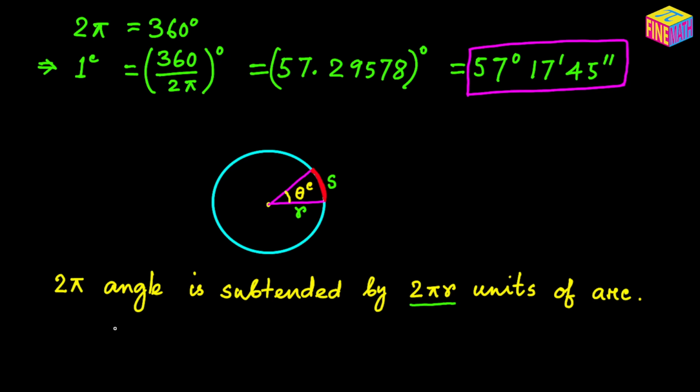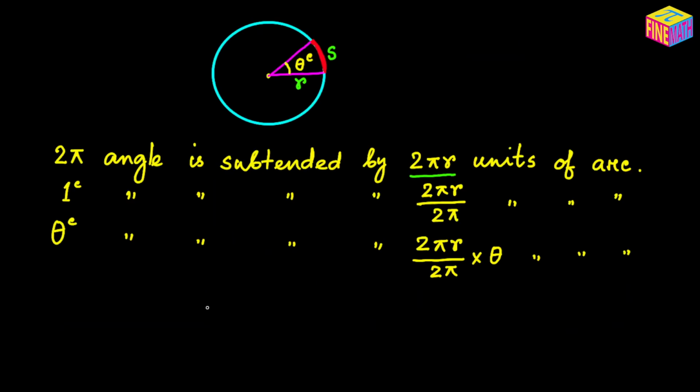And then using the unitary method, I hope that seems accurate. So now we are saying that 1 radian angle would be subtended by 2 pi r divided by 2 pi units of arc. And now let's see, theta radian would be subtended by how much arc? So we can say that theta radian angle would be subtended by 2 pi r divided by 2 pi times theta, so many units of arc. And if we simplify this it will come out to be r times theta, because as you can see, the 2 pi in the denominator and the 2 pi in the numerator, they will cancel out each other. So we'll be left with the r and the theta. This will be equal to r times theta. So now we know the value of s.